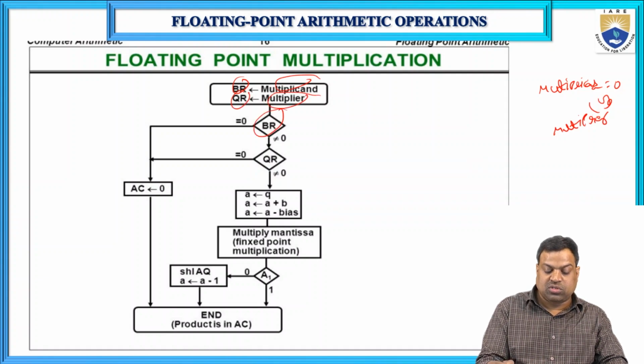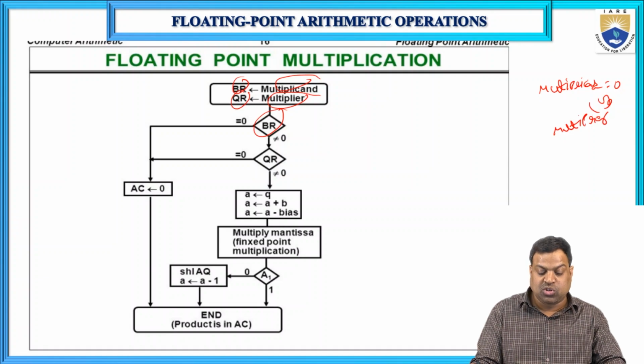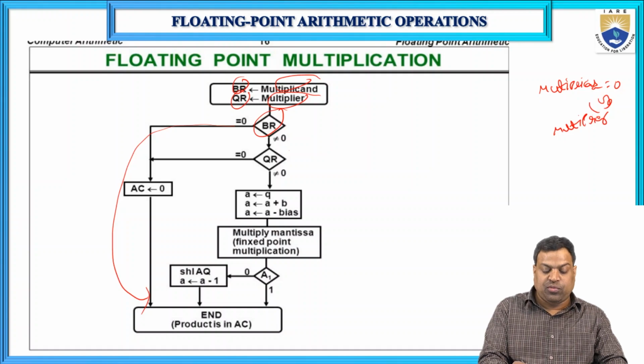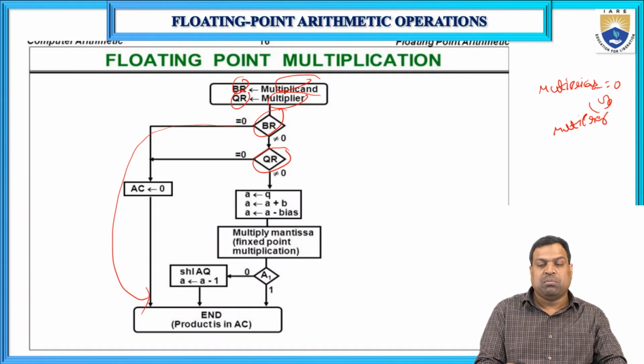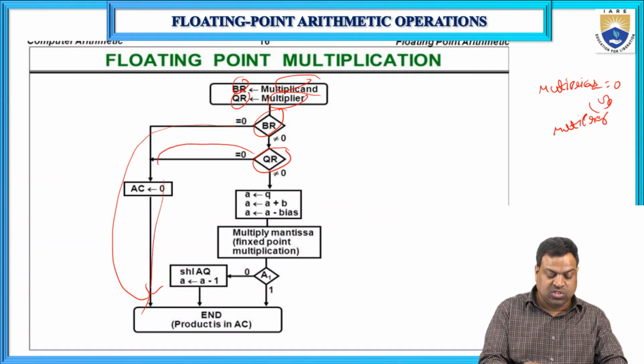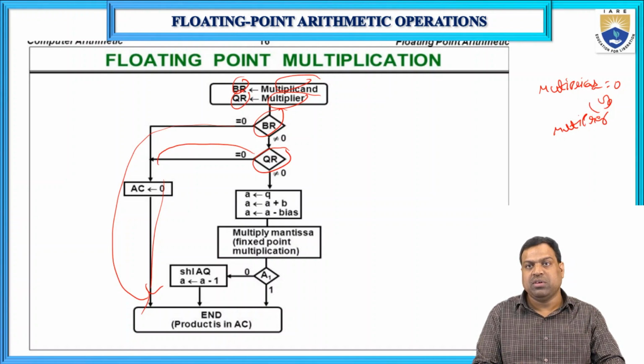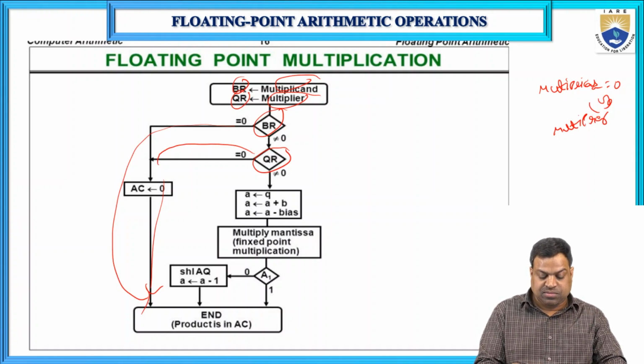If BR equal to 0, what will happen? 0 into something will be 0. So if it is 0, then the resultant value is 0, and it goes directly to the end. If it is not 0, then it goes to the next step. If QR, that means the multiplier, is 0, the result is also 0 and it ends. If both are not 0, then the multiplicand and the multiplier will be multiplied, and it will show the result and complete the task.